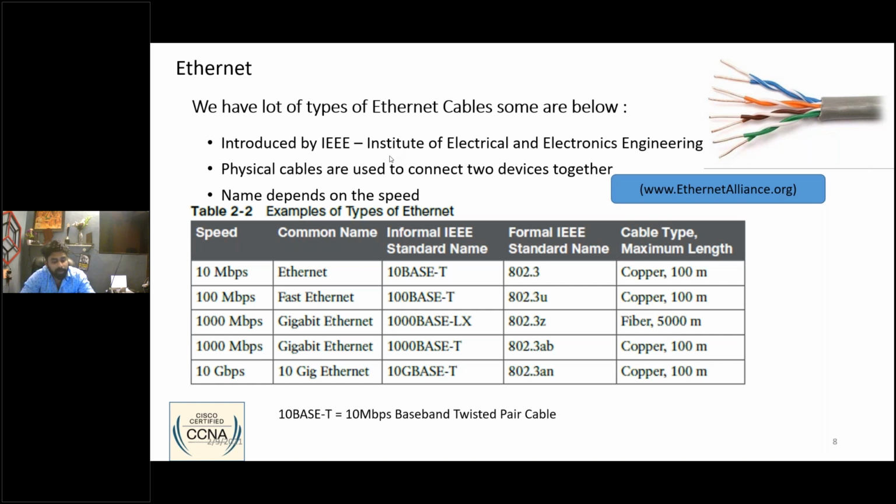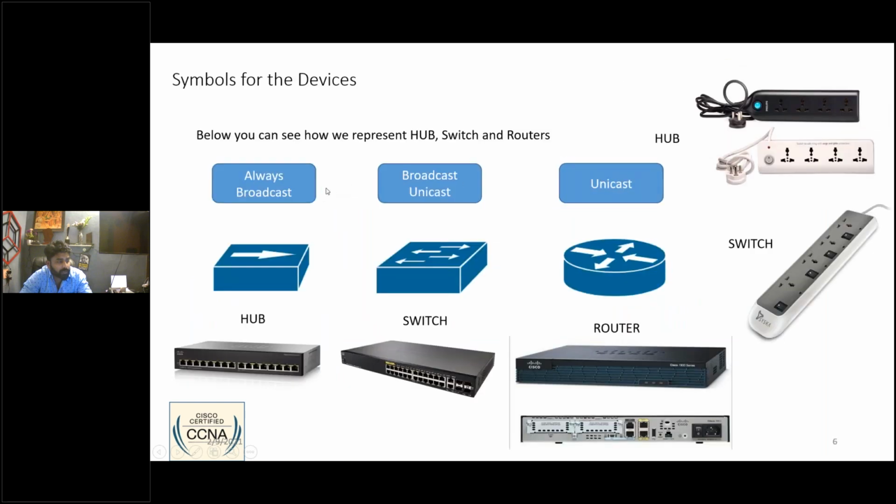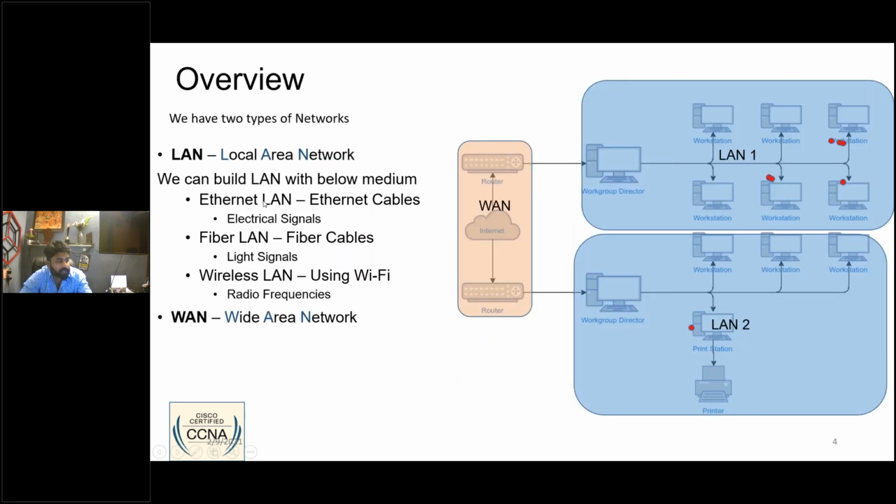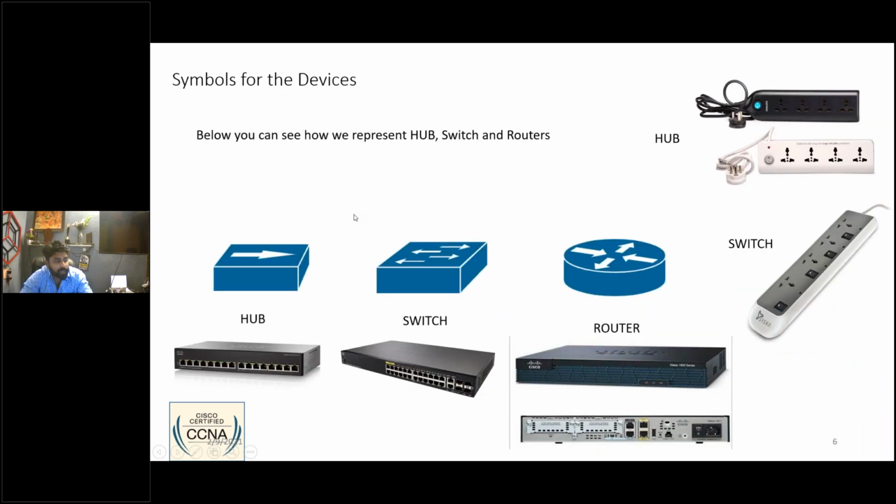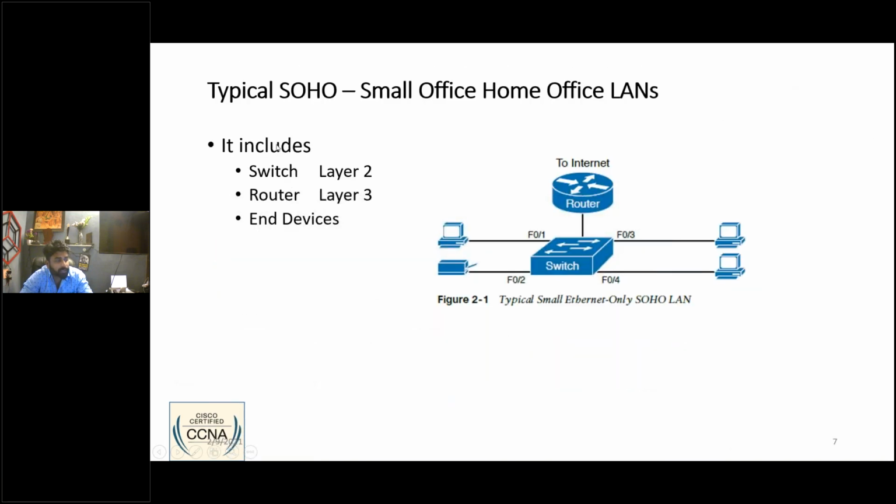So this is how my class will go. For any topic I take, I always try to compare it with real-time things, starting from networking, so that you can understand easily. Moving forward, I talked about the different types of LANs: Ethernet LAN using Ethernet cable, fiber LAN using fiber cable, and wireless LAN using Wi-Fi. Now moving forward in classes, I'll be talking about these cable types.